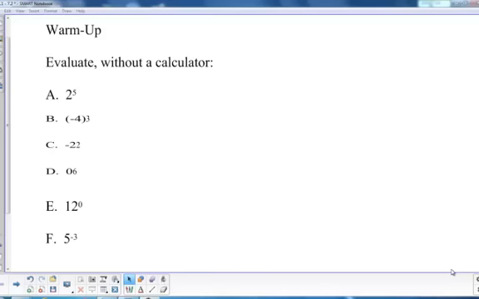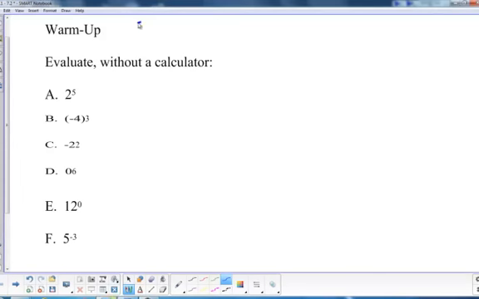All right, it's been a while, but we're back for Chapter 7, Section 1 and 7-2. We're going to start with a quick warm-up. 2 to the 5th is where you multiply two five times. So 2 times 2 is 4, times 2 is 8, times 2 is 16, times 2 is 32. Why does that say a 6?